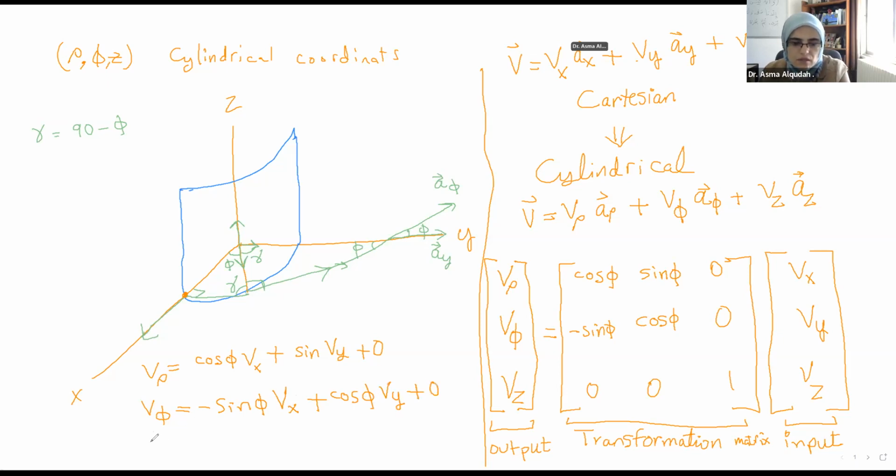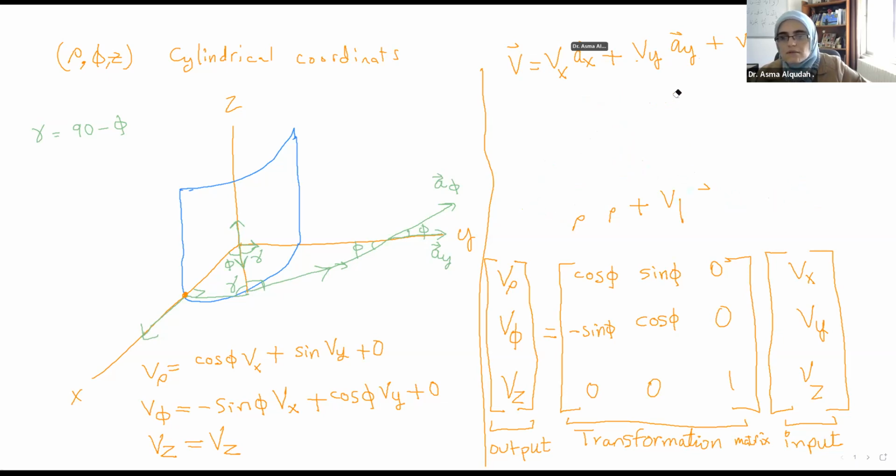And the last thing is v sub z. V sub z in the cylindrical system should be equal to v sub z from the Cartesian system. Okay, so this is how we transform any vector from the Cartesian space into the cylindrical system. Now, the last thing I want to mention is to make the transformation the other way around. So we have the vector in the cylindrical system, and we want to transform it into the Cartesian system.